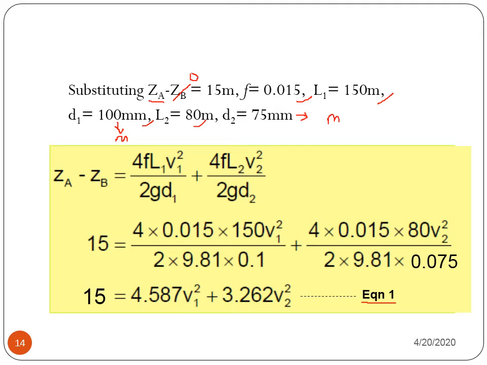Okay, since this question asks us to find the discharge for each pipe, Q1, Q2, Q3, before we can find Q, we need to determine the velocity first. So at that point we know that we will have 3 unknowns, which are V1, V2 and V3. If we have 3 unknowns, we need to have 3 equations to solve for the velocities. The first equation has 2 unknowns, so we need the second and the third equation.